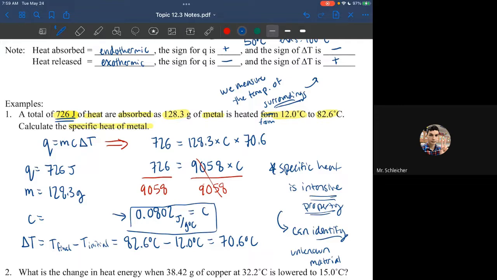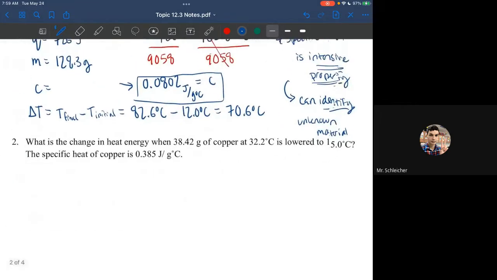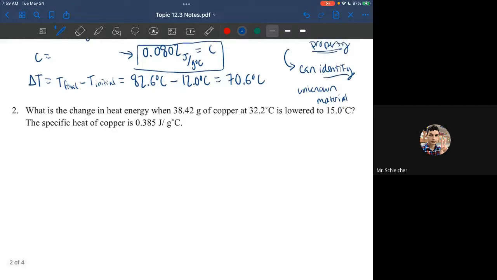Questions so far? All right, let's do another calculation practice. What is the change in heat energy when 38.42 grams of copper at 32.2 degrees Celsius is lowered to 15 degrees Celsius? The specific heat of copper is 0.385 joules per gram degree Celsius.